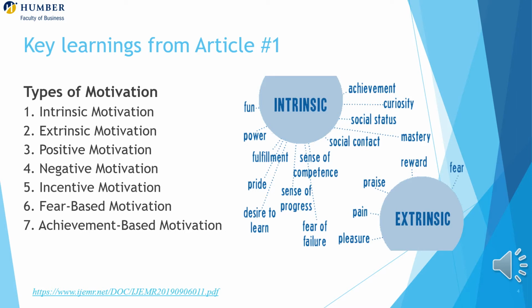There are multiple key learnings from Article 1, and some of them I will explain in this and upcoming slides. So, what are the types of motivation? Motivation can be intrinsic, extrinsic, positive, negative, incentive, or what we also call reward based, and then fear based and achievement based. All these types of motivation are different from each other, but have one thing in common. That is, they have a direct effect on the achievement of the business objectives and goals.